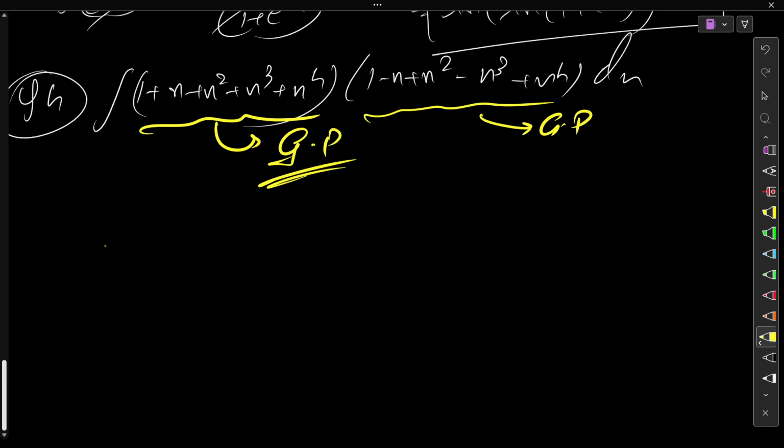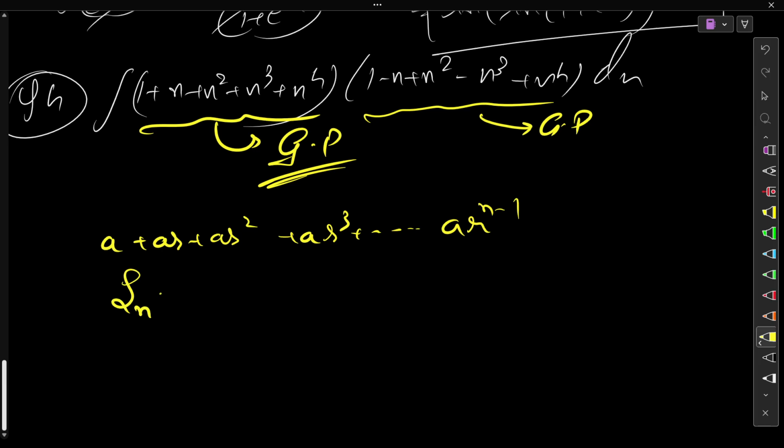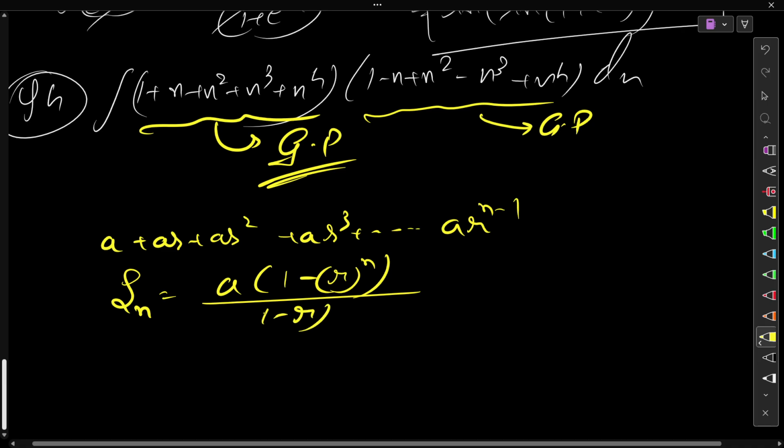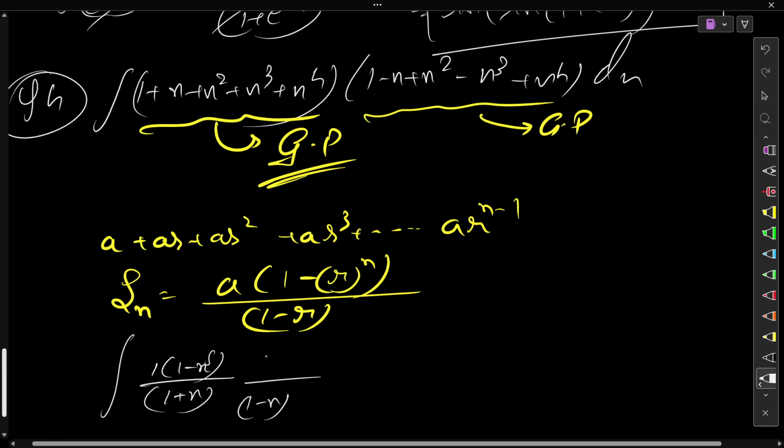If a GP is written as a plus ar plus ar square plus ar cube up to ar to the power of n minus 1 with n terms, then the summation up till n terms could be written as the first term times 1 minus the common ratio r whole to the power of the number of terms, divided by 1 minus the common ratio. So using this formula we can write it as 1 multiplied by (1 minus x to the power of 5) by (1 plus x) times the integral of (1 minus x) (1 plus x) to the power of 5 dx.